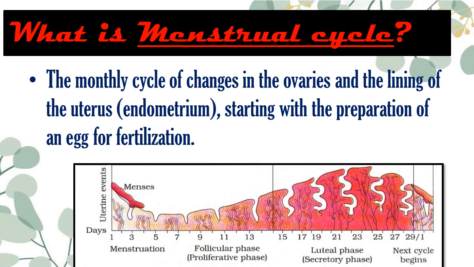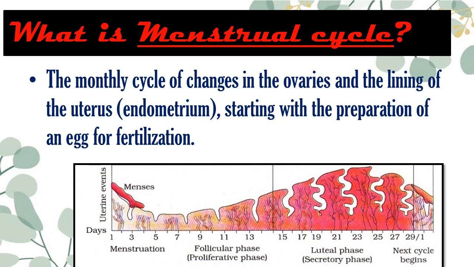And here it is a picture in which you can observe here, and this menstrual cycle is repeated every 28 to 30 days. That means this is a period of a normal menstrual cycle. It is 28 to 30 days. Okay, so here you can observe the uterine events, that is from day 1 to up to 29 or 30 days. Okay, so there are different phases.